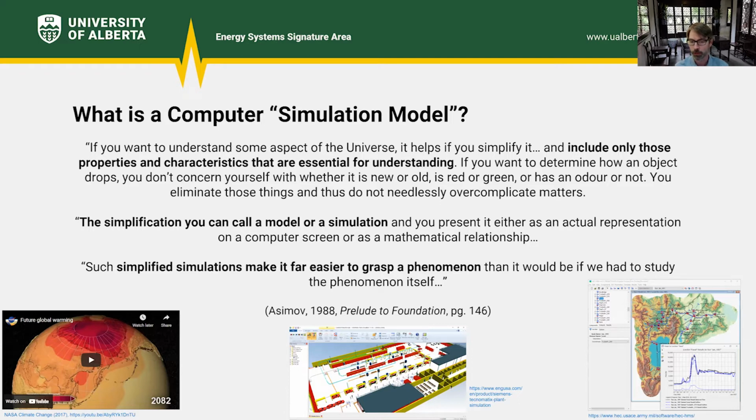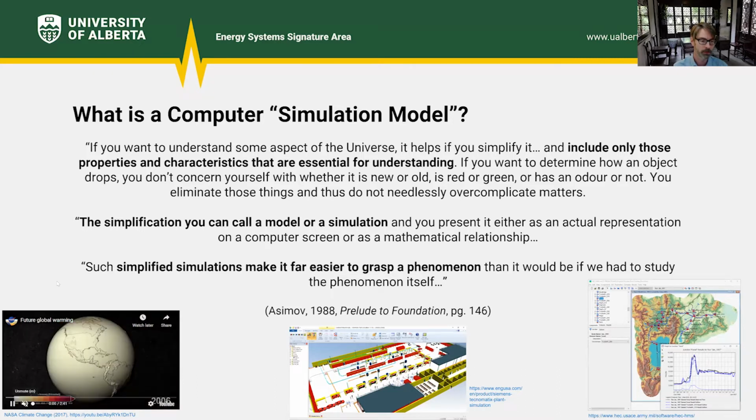than it would be if we had to study the phenomenon itself. And to show you how complicated some of these models are, here's an animation of a global climate model from NASA. I won't show you the whole thing, but I'll give you an idea of what it actually looks like. Okay, and so here's 2015 through 2028. And you can see temperature patterns shifting across the planet. Okay, so this again is all from a simulation model, a global climate model.